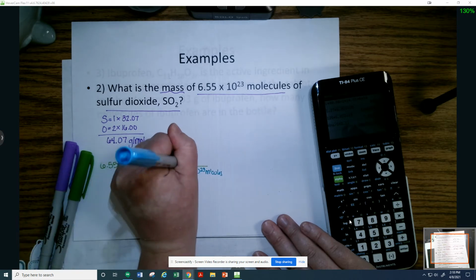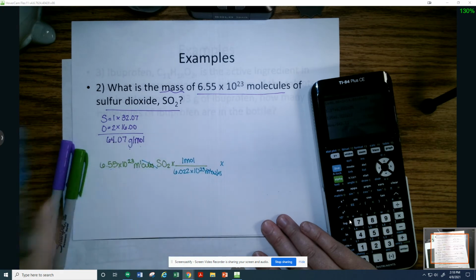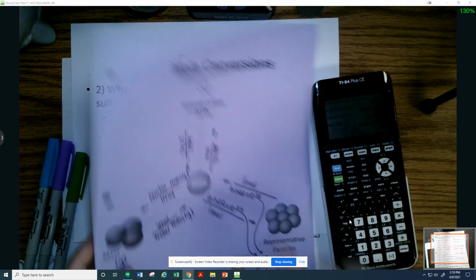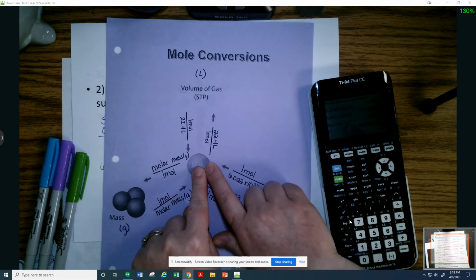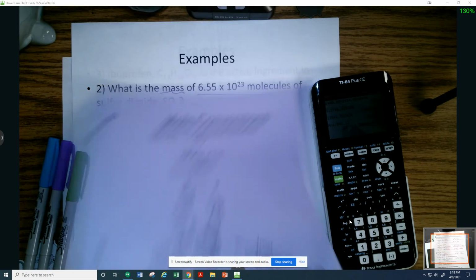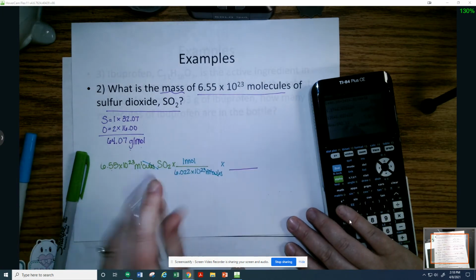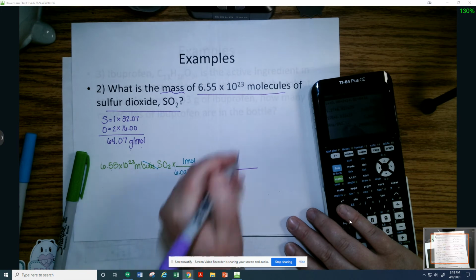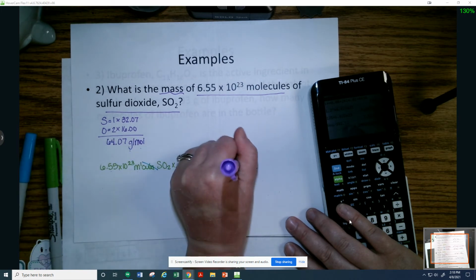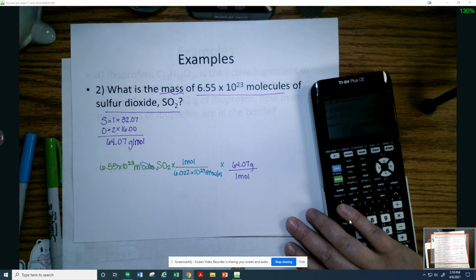And the top is 1 mole. I can cancel moles. I can see that I'm now at moles. Again, the problem wants us to get to mass. So to get from moles to mass, you need the molar mass, which we've done that work. Setting that portion up, I have 1 mole here. That means 1 mole will go in the bottom, and the mass of 64.07 grams will be the numerator of that conversion.